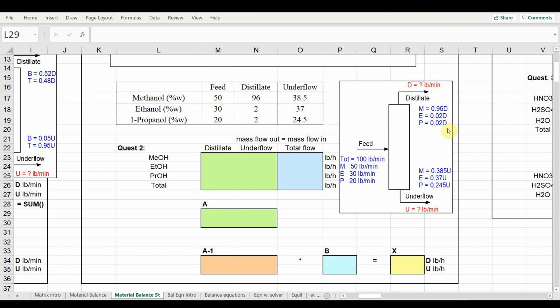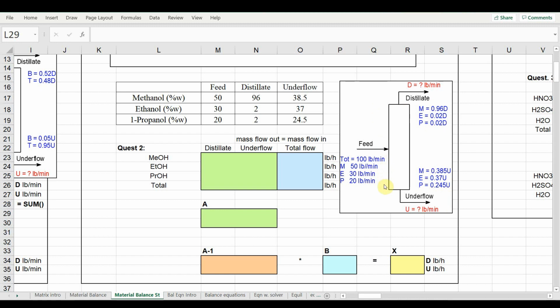For the underflow, we use the variable U. We don't know what it is. We're trying to solve for this, but we do know that methanol represents 38.5% of the underflow, so that's 0.385 times U. Ethanol is 37% of the underflow flow rate, 0.37 times U. And propanol represents 24.5% of the underflow flow rate, 0.245 times U. This is all the information we need. We should be able to write mass balance equations.